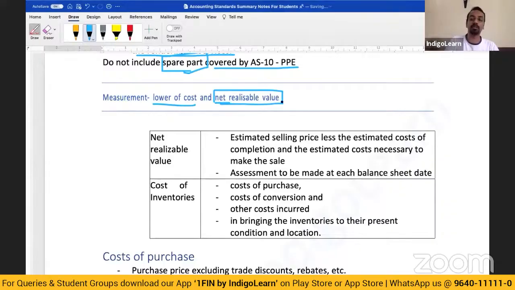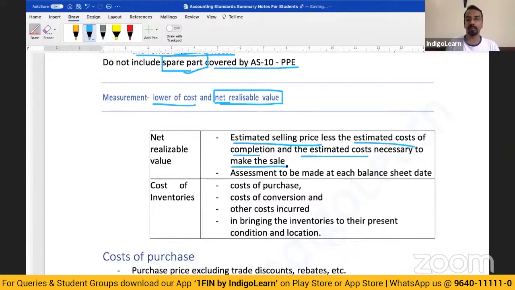So you will bring it down below cost, and you may value them at replacement cost only if finished goods are expected to be sold below cost. Please don't forget this concept. Okay. Then what is NRV? NRV is nothing but estimated selling price. That is the price at which you will sell the product, less estimated cost of completion and estimated cost necessary to make the sale.